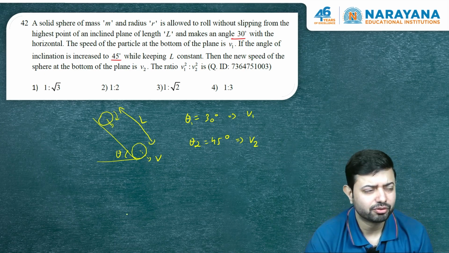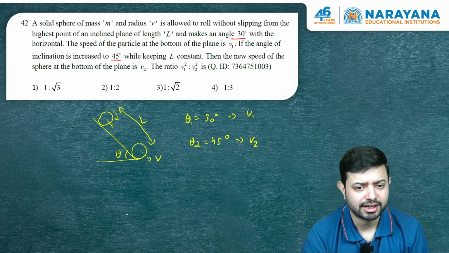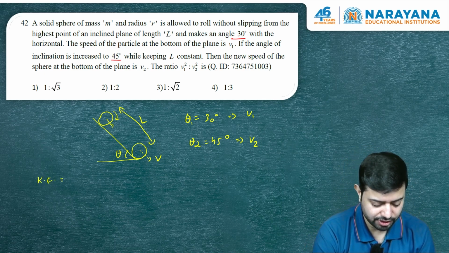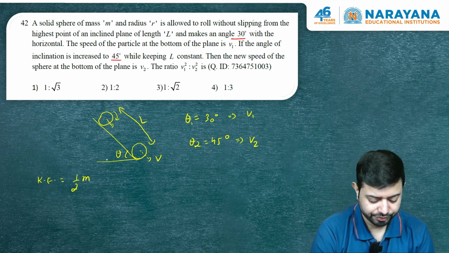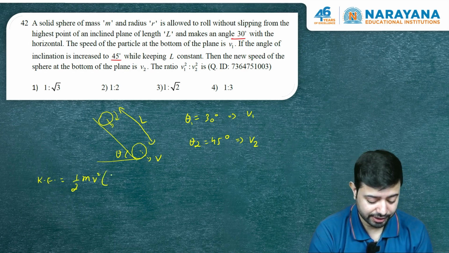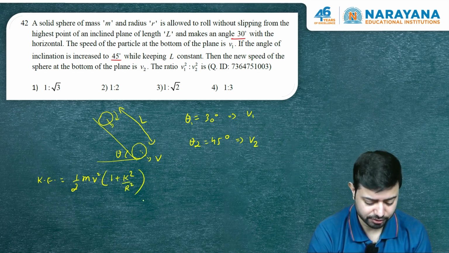Well, you know V square is somehow proportional to the kinetic energy, and you know the formula of kinetic energy directly, right. What is that? It is half m V square in the pure rolling case along the inclined plane, remember, 1 plus k square by r square, right, where k is the radius of gyration.